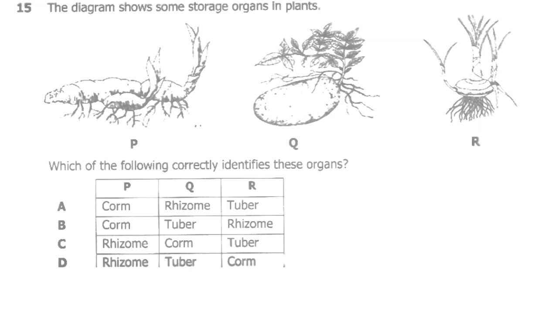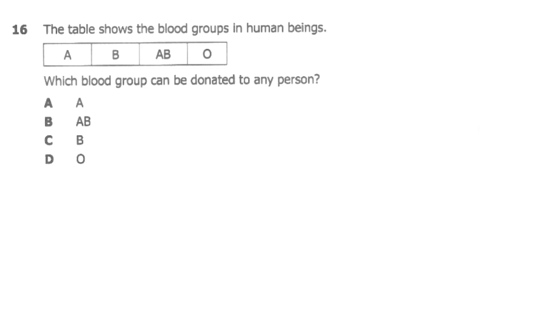So let's move on. The table shows blood groups in human beings: A, B, and O. Which blood group can be donated to any person? A, B, C, B, D, O. So here, the blood group that can be donated to any person is D.